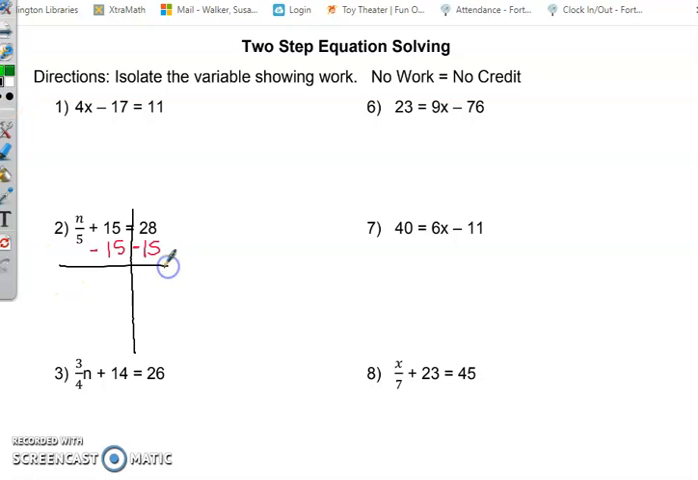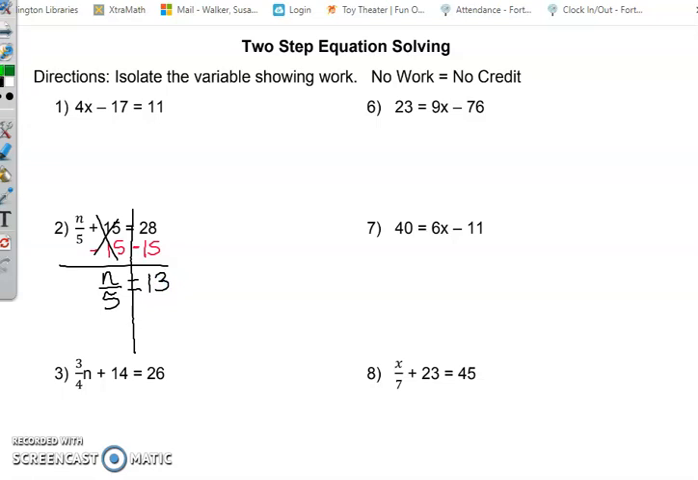Okay? So if you think about it, 15 minus 15, or 15 positives and 15 negatives, goes to 0 when we cross it out. Okay? So I still have n over 5. Then I have 28 minus 15. Hopefully you know that is 13.